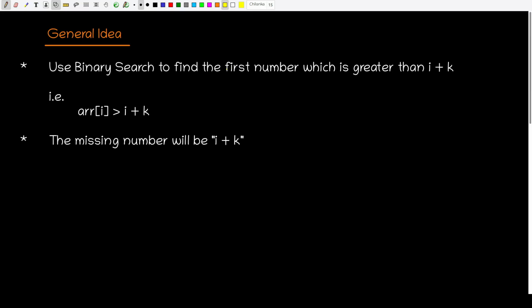So the general idea is to use binary search to find the first number which is greater than I plus k. So what we are doing over here is we are applying binary search to find the first number which is greater than I plus k. Then in order to find the missing number, all we have to do is return I plus k. So that's the brief idea in order to solve this problem, folks. Now let us take these steps in detail.